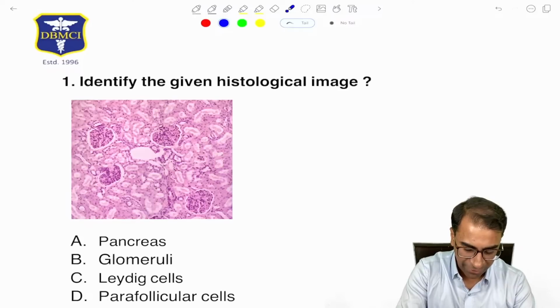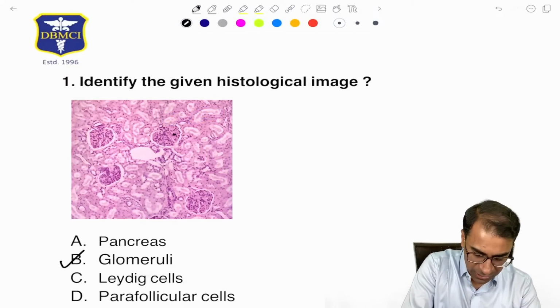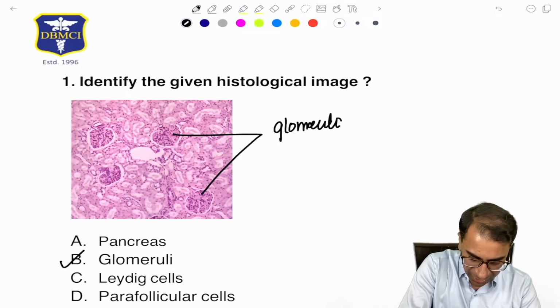What you can see across this area are all glomeruli, and these are all the tubules across this area. So this is a glomeruli, and the area around them are the tubules.